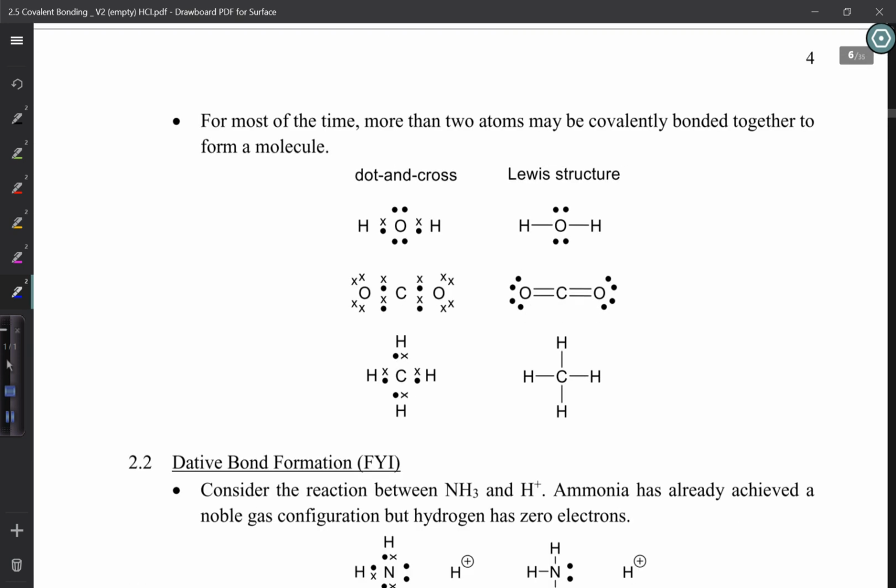So for most of the time, more than two atoms can be joined together, and these are known as polyatomic molecules. So for example, for H2O, one oxygen can interact with two hydrogen on both sides to give you this structure. Same goes for carbon dioxide and methane, right, which can share up to all of these electrons.